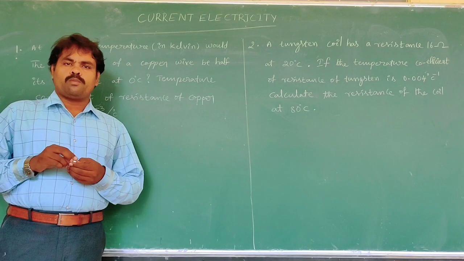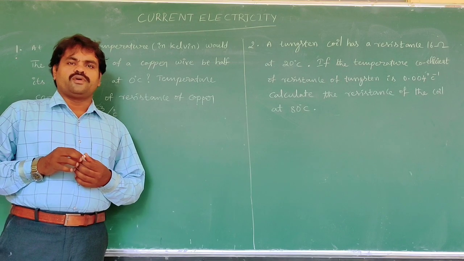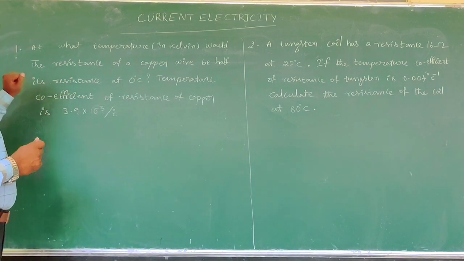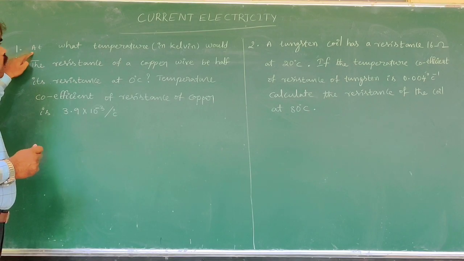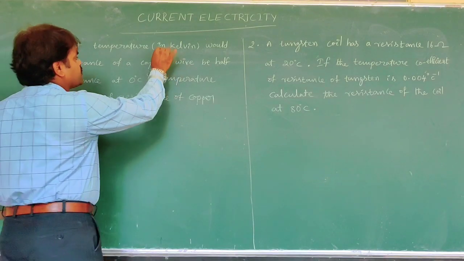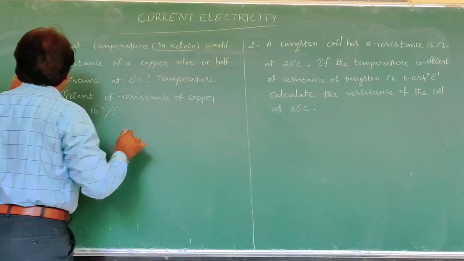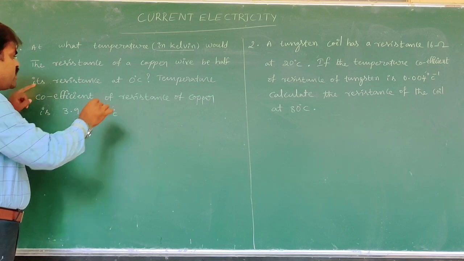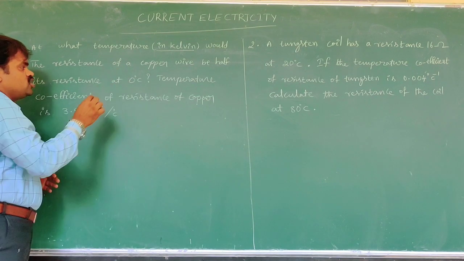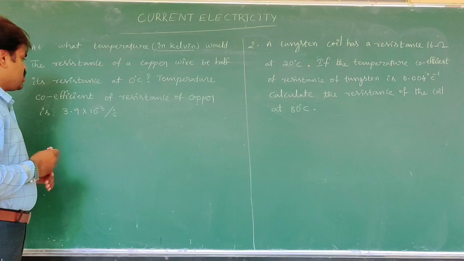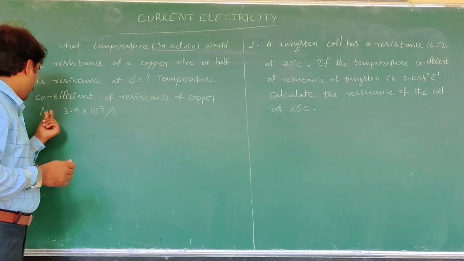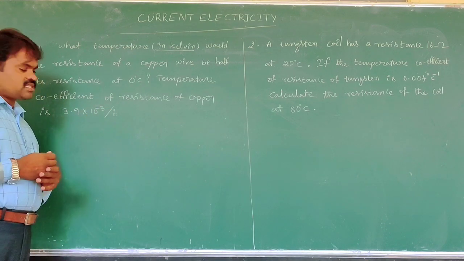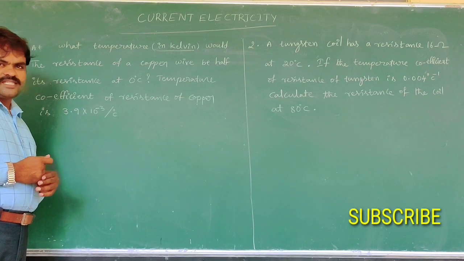Let us discuss problems on variation of resistance with temperature. Now the problems on board. First one: at what temperature, they are asking in Kelvin, would the resistance of a copper wire be half its resistance at 0 degrees Celsius? The temperature coefficient of resistance of copper is 3.9 into 10 to the power of minus 3 per degree Celsius.